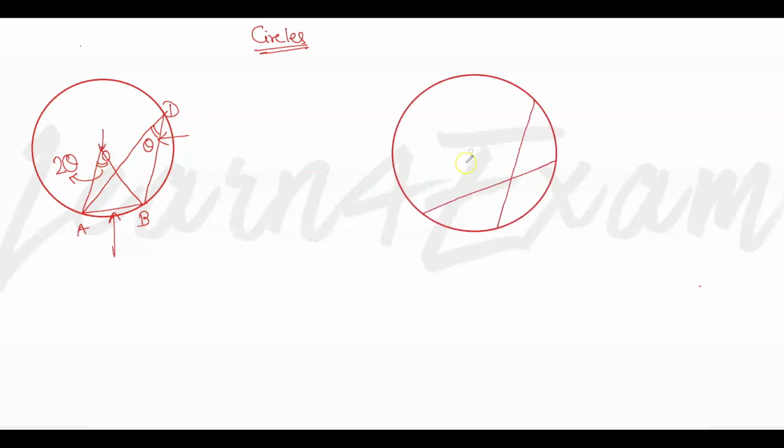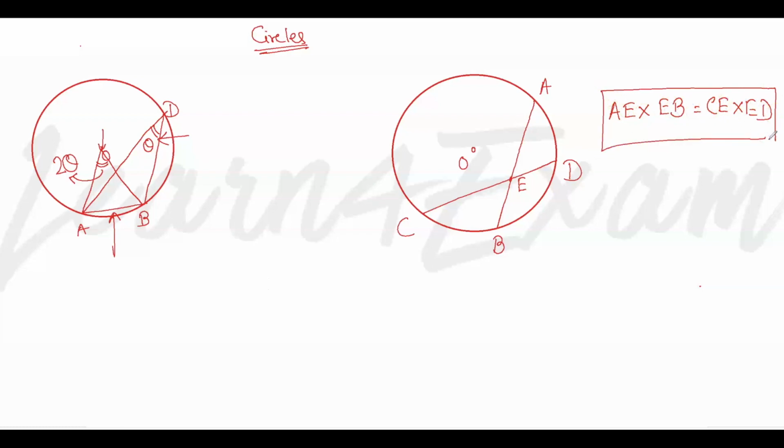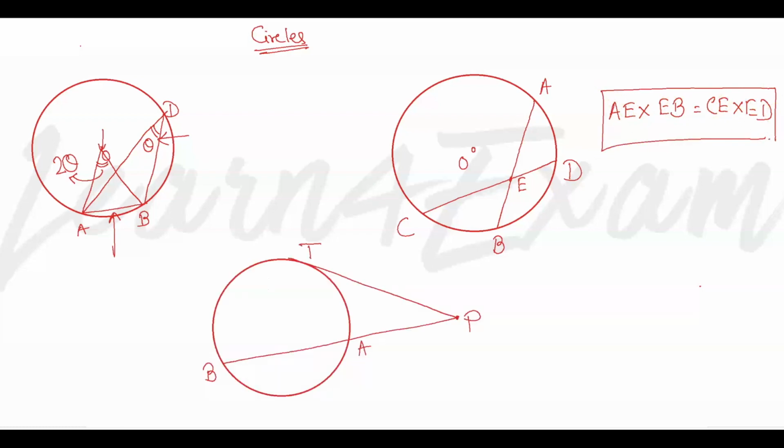If we have a circle with center O and two chords cutting each other, the two chords are AB and CD. Let this point be E. Then the product of the parts of the chord are equal. So that means AE multiplied by EB is equal to CE multiplied by ED. This is also something very, very important. Last but not the least one.